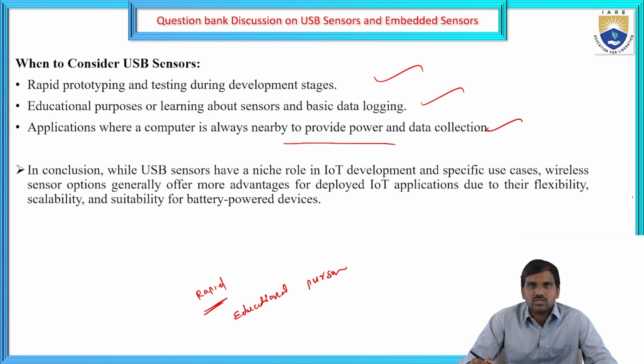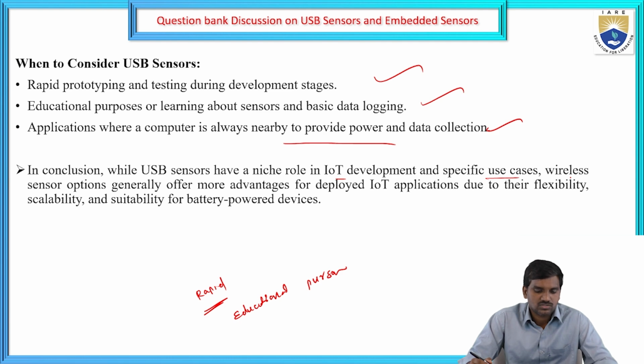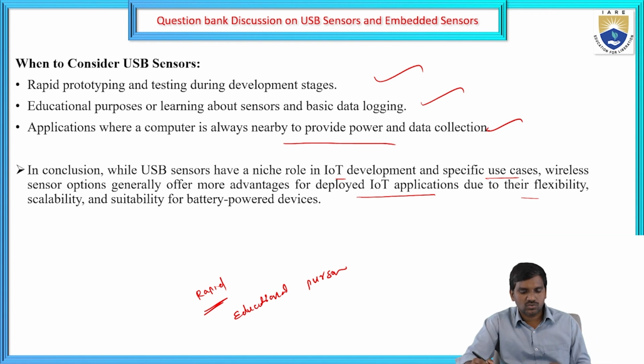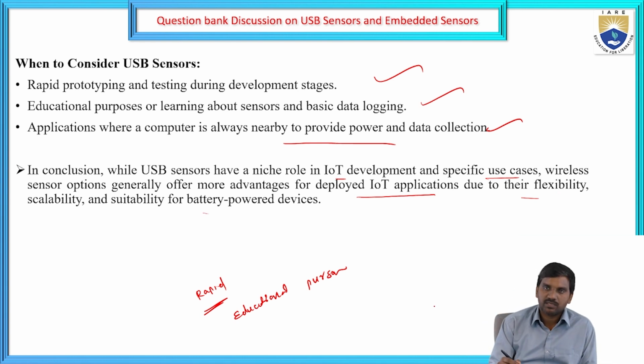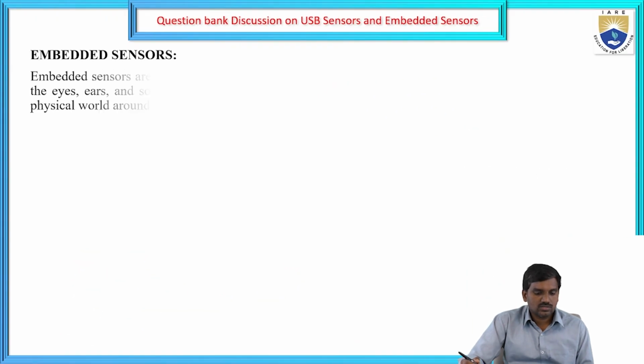And in conclusion, while USB sensors have a niche role in IoT development and specific use cases, wireless sensor options generally offer more advantages for deployed IoT applications due to their flexibility, scalability, and suitability for battery powered sensors. So in order to improve these three terms, we use that instead of USB sensors in IoT.